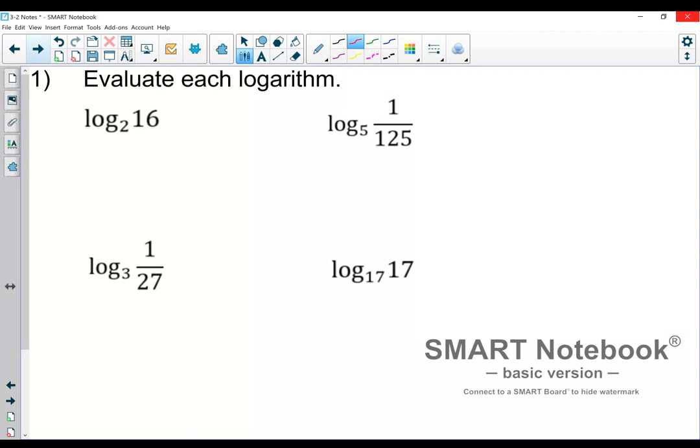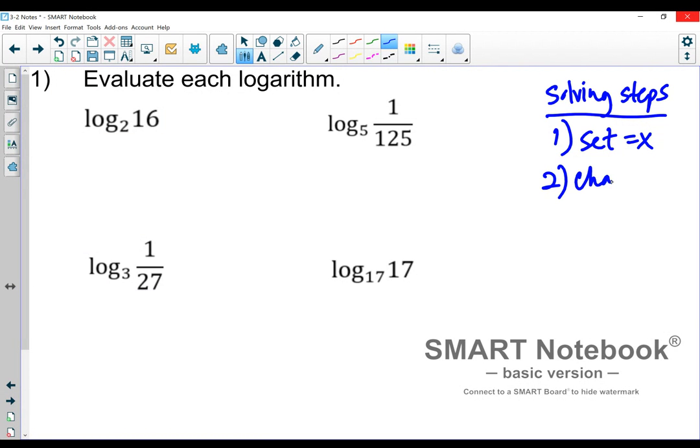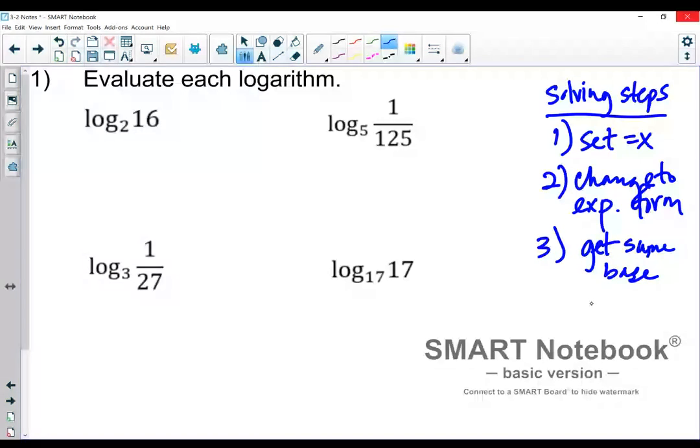So on this page, we're going to work on evaluating logarithms, and we're going to use specific steps for this. Our solving steps are going to be that we are setting equal to x. Then we are going to change to exponential form. Third, we're going to get the same base on both sides. And then our fourth step is going to make our exponents equal.